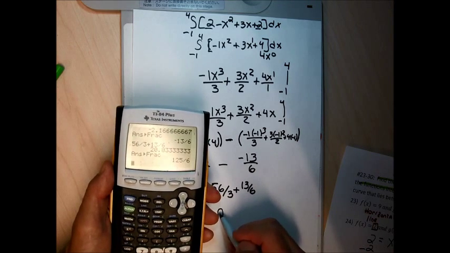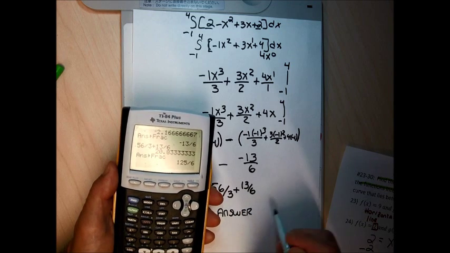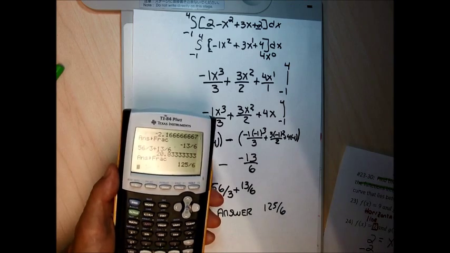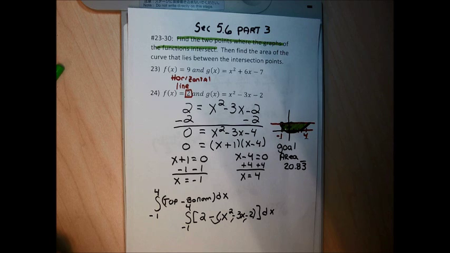The only answer that I really need to see for problem 24 is that the area is 125 over 6 square units. But there's a lot of algebra to get to that.